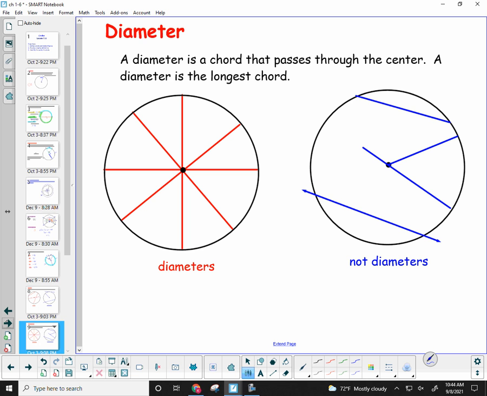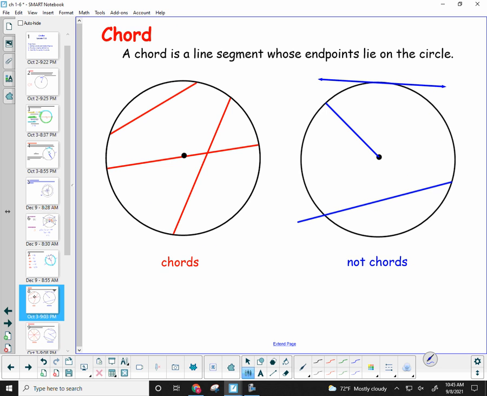So this makes for a good always, sometimes, never question. A diameter is a chord. Always, by definition, it's a chord, right? What if I reverse that? A chord is a diameter. Sometimes a chord is a diameter, right? This chord is the diameter, but these 2 are not. Does that make sense? Good.